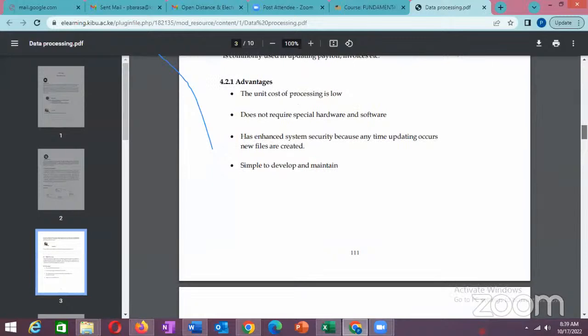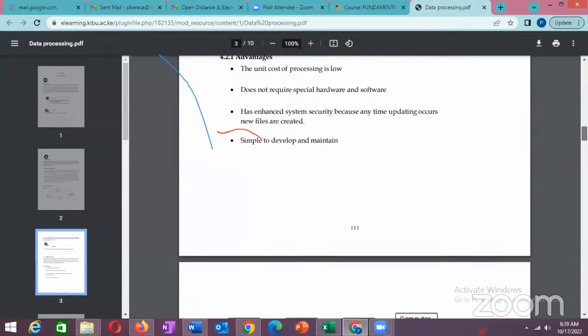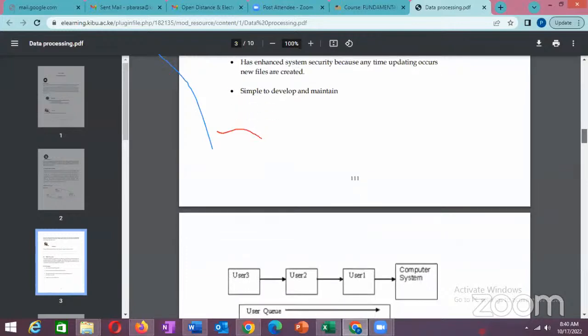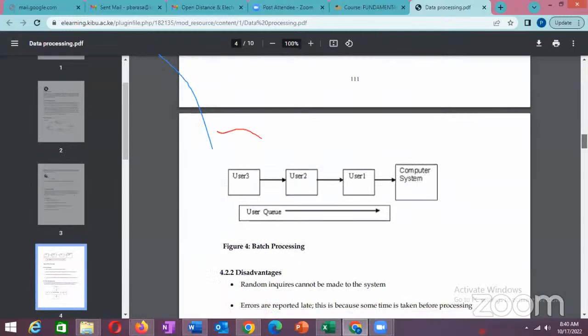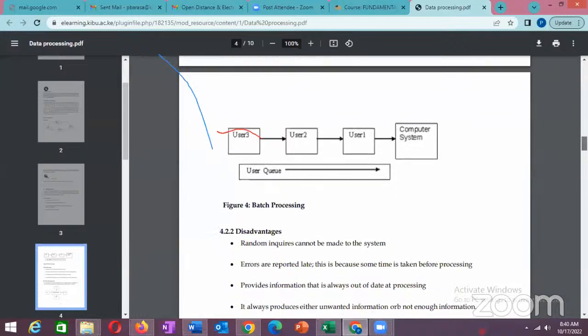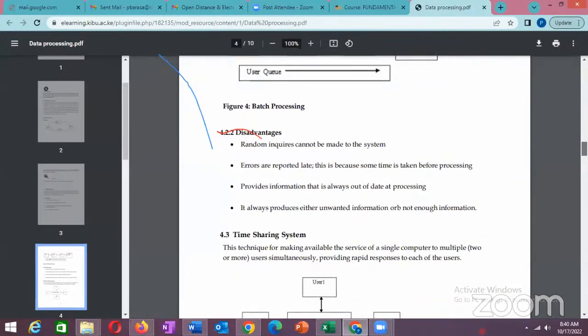The advantages: the unit cost of processing is low, and it does not require special hardware and software. It also has enhanced system security, because any time updating occurs, new lines are created, and it is simple to develop and maintain. That's what we call, and you can see in the batch, user 1, user 2, user 3, and the computer system is there, and the user queues, and they are able now to do it in a batch, and you can see in the diagram very clearly. That's what we call batch processing.